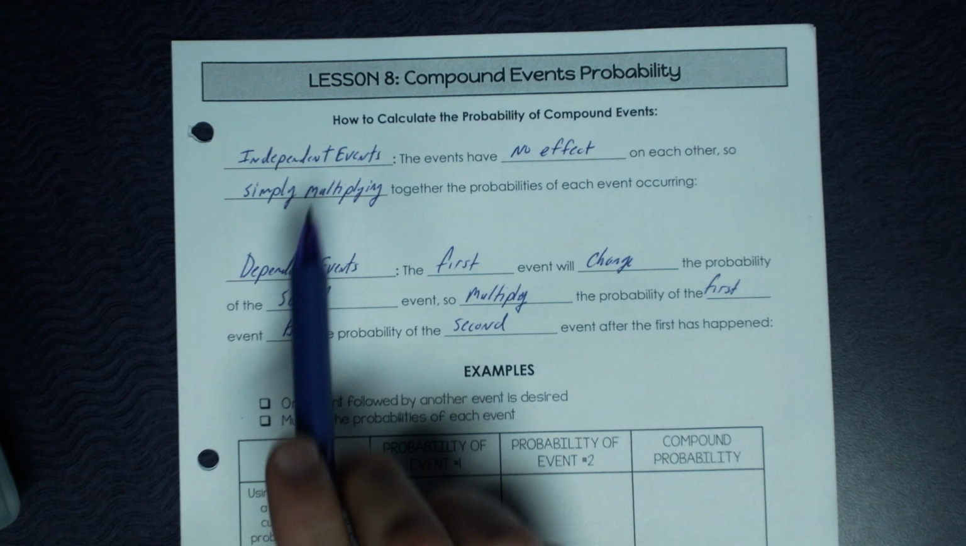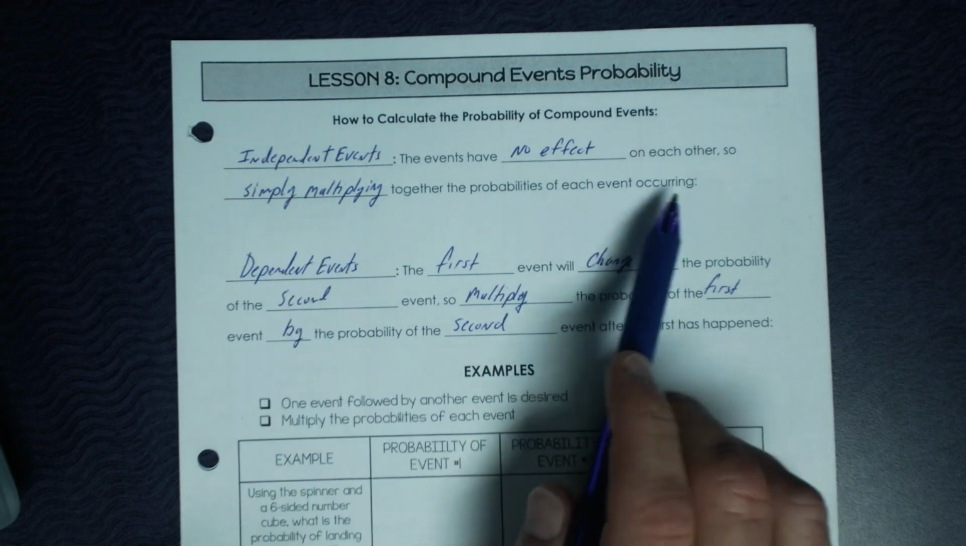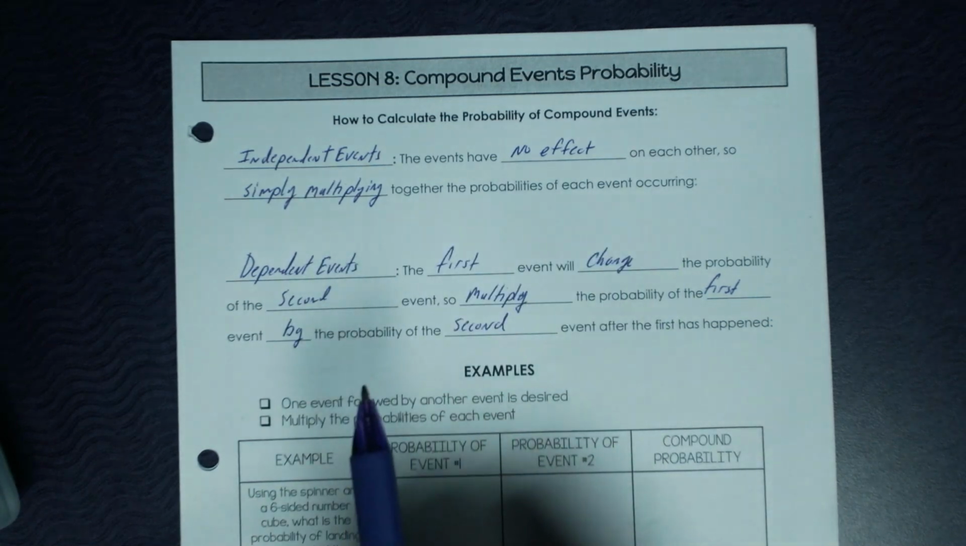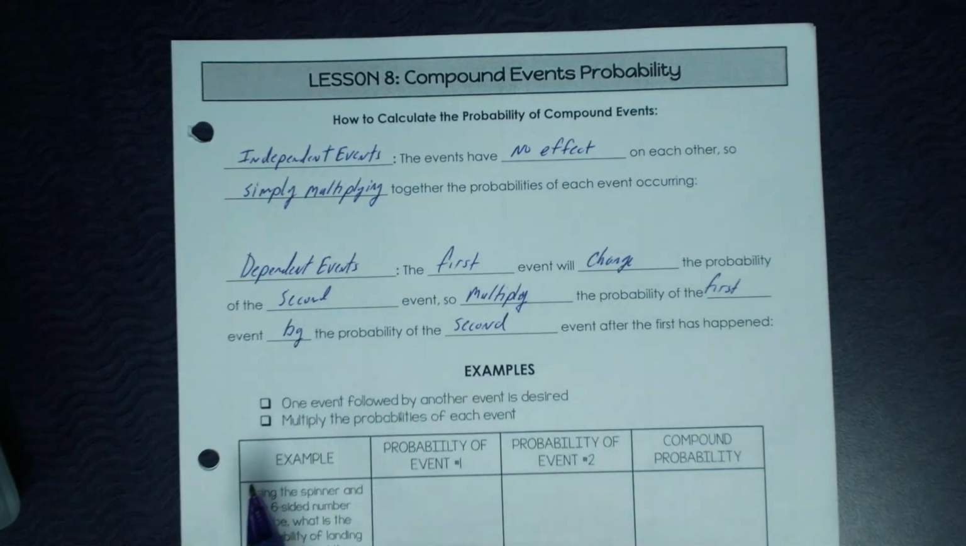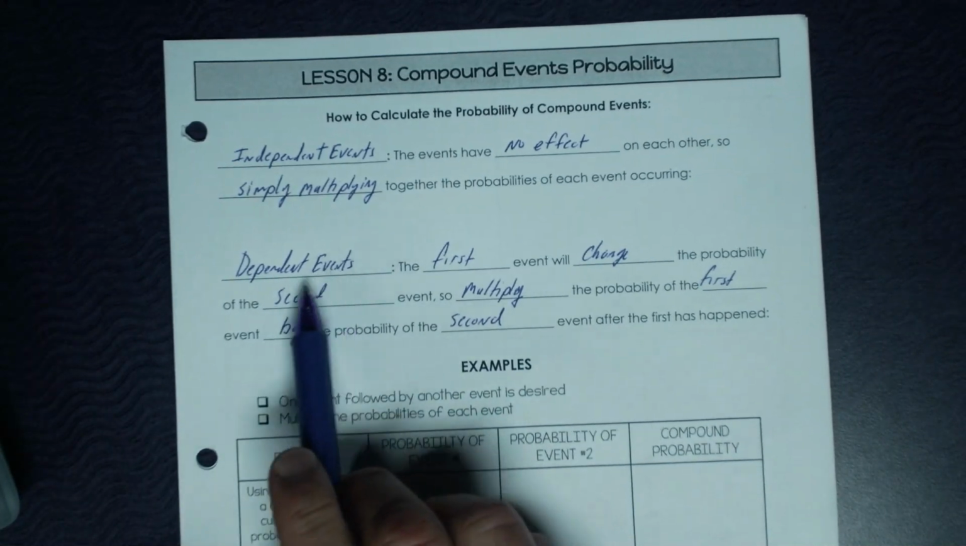Independent events. The events have no effect on each other, so you simply multiply together the probabilities of each event occurring. That's like when you're rolling a dice and flipping a coin. They mean nothing to each other in terms of what's going to happen.